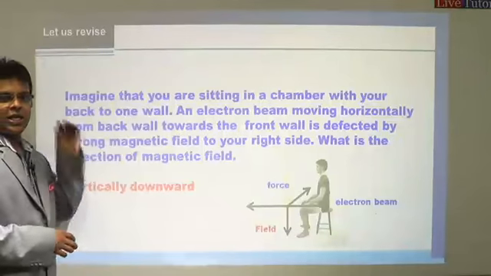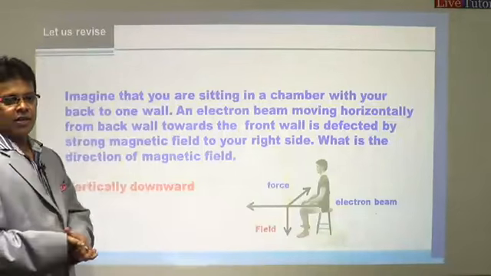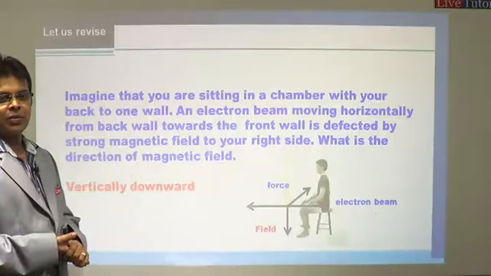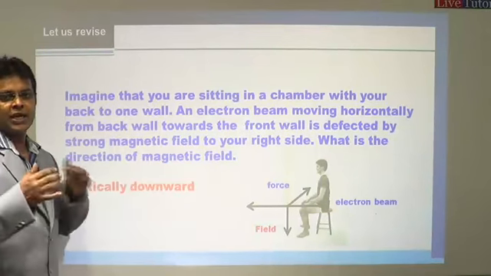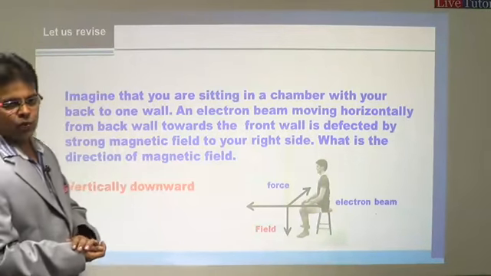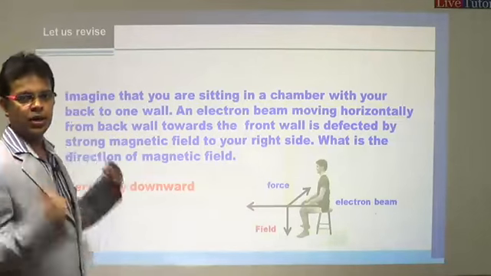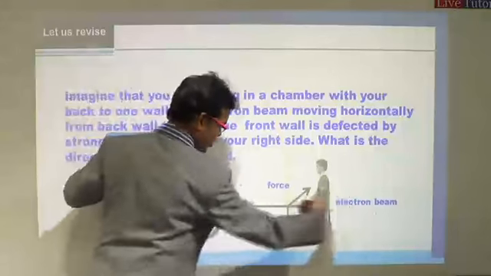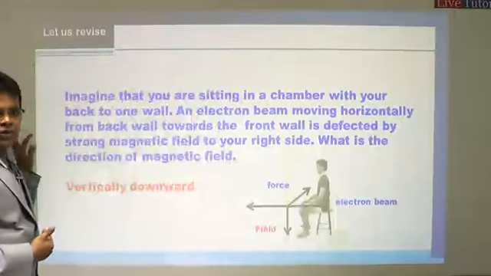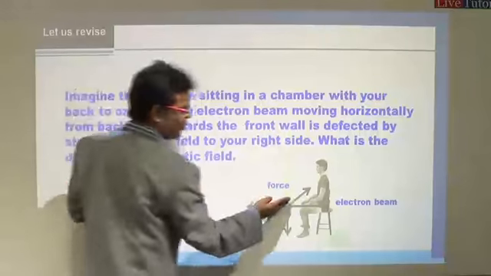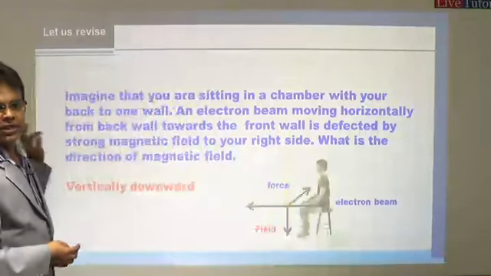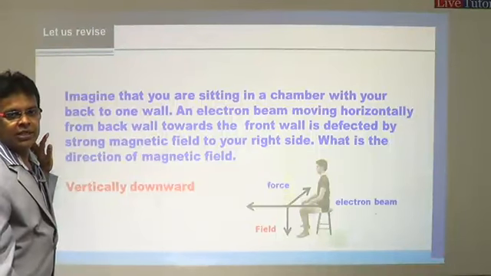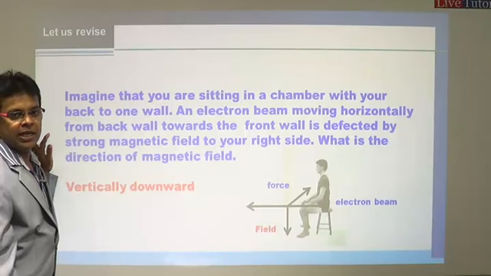This is the last question. Imagine that you are sitting inside a chamber. Though I have given an answer, you just have to show me how you are getting this answer. You are sitting inside a chamber room with your back to one wall. An electron beam is moving from the back wall to the front wall, and it is getting deflected to your right hand side. What is the direction of magnetic field? That is the question.